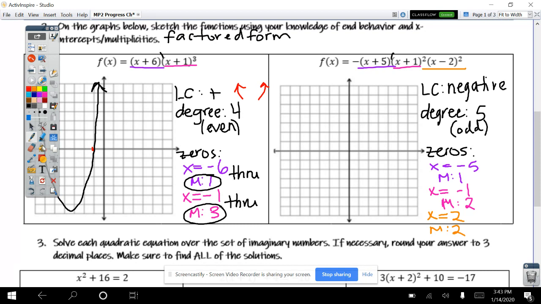So now I just have to go through and make sure I know if it's going to bounce or go through. So the odd multiplicity of 1 for the first 0, that's going to go through. And then the other two both have multiplicities of 2, which are even. So that means they're going to bounce on that 0.